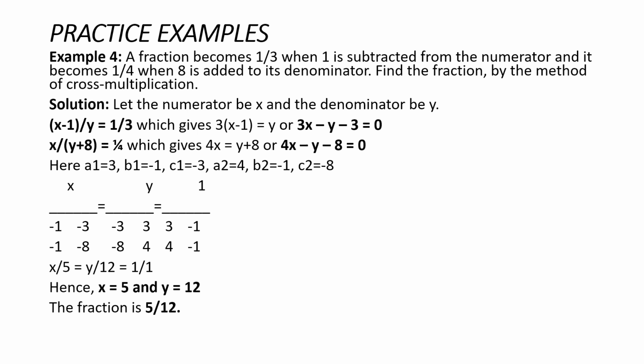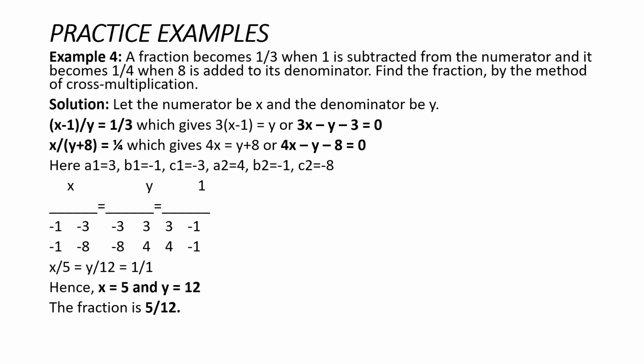The method of cross multiplication: for x upon, we write the coefficient ignoring x, that means the remaining coefficients. So we will write B1, C1 and B2, C2, which is minus 1, minus 3, minus 1, minus 8. Similarly for y, we ignore B1 and B2 and write the remaining coefficients in order. So first we will write C1 minus 3, then C2 which is minus 8. And similarly A1 is 3 and we write A2, which is 4. So y upon minus 3, 3, minus 8, 4.